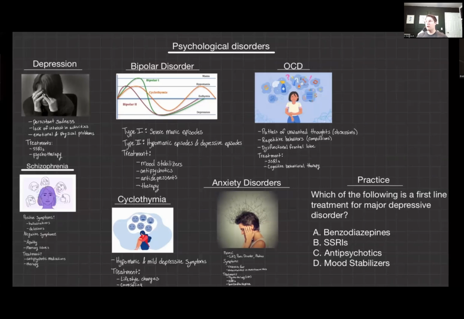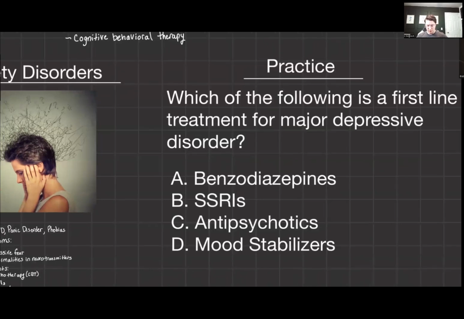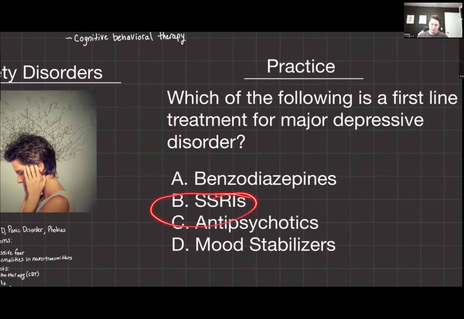Now that we've hit all of the big psychological disorders you need to know for the MCAT, let's do a practice question. Which of the following is a first-line treatment for major depressive disorder? Benzodiazepines, SSRIs, antipsychotics, or mood stabilizer? Correct answer for this one is SSRIs. Want that serotonin to do some more signaling.